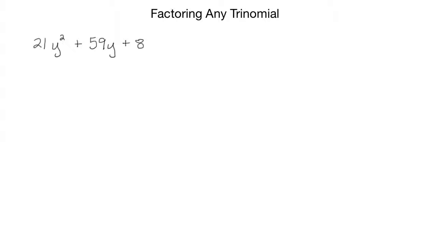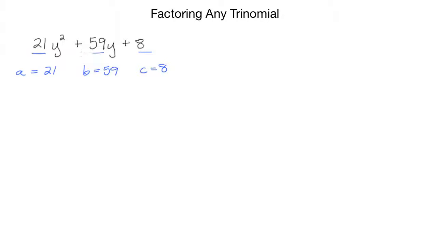Welcome to an algebra tutorial video learning about how to factor trinomials. Here we've got a nice trinomial, 21y squared plus 59y plus 8. It's got three terms and my coefficients, my value for A is 21, my value for B is 59, and my value for C, the constant term, is 8.